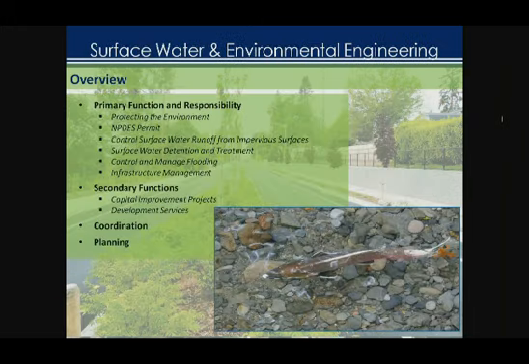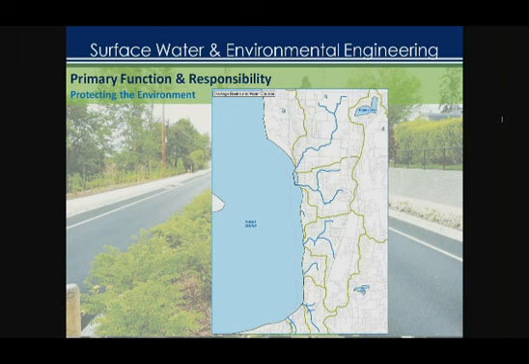The next section I'll talk about is our utility and environmental engineering group. Their primary function is protecting the environment and maintaining our NPDES permit. I'll talk about that in a minute. They also do capital work and dog services. As I said, first priority, protecting the environment.